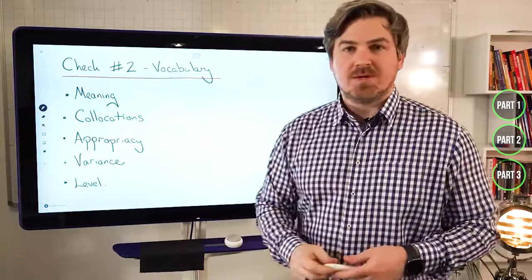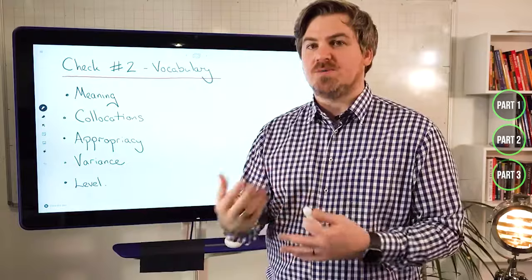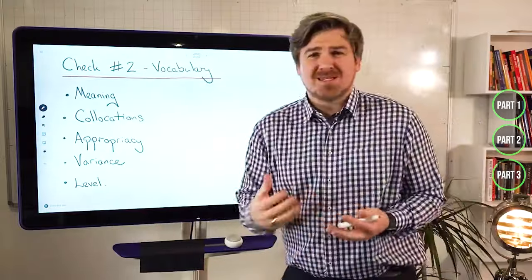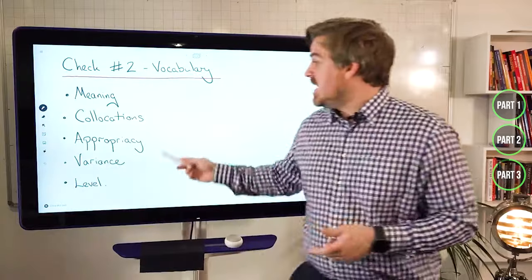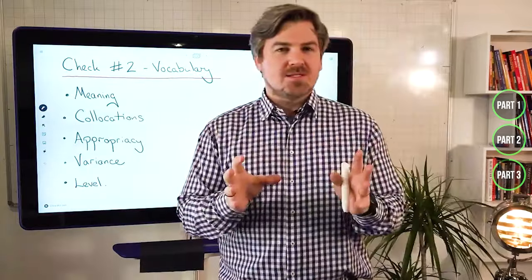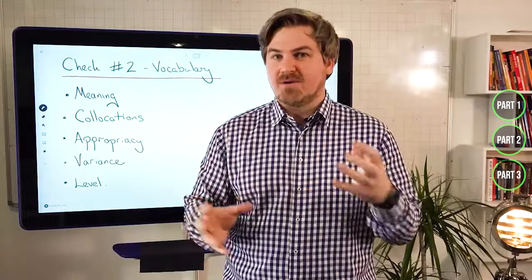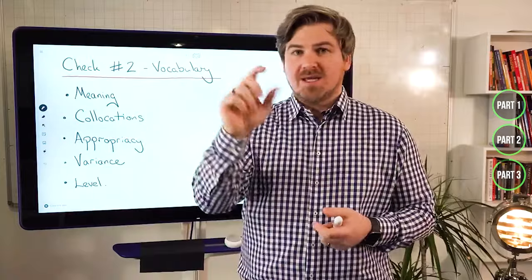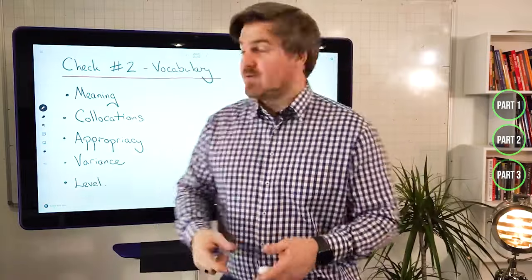Collocations, very, very important in English. Check the collocations. When you are learning new words, you should always be thinking and noting down collocations. Appropriacy, is it appropriate to use that word in that sentence? And variance, have you repeated some words? It's okay if you repeat some words, but you should try and vary your language as much as possible. So have a quick check. Is there any way that you could use a synonym instead of that word that you've repeated?